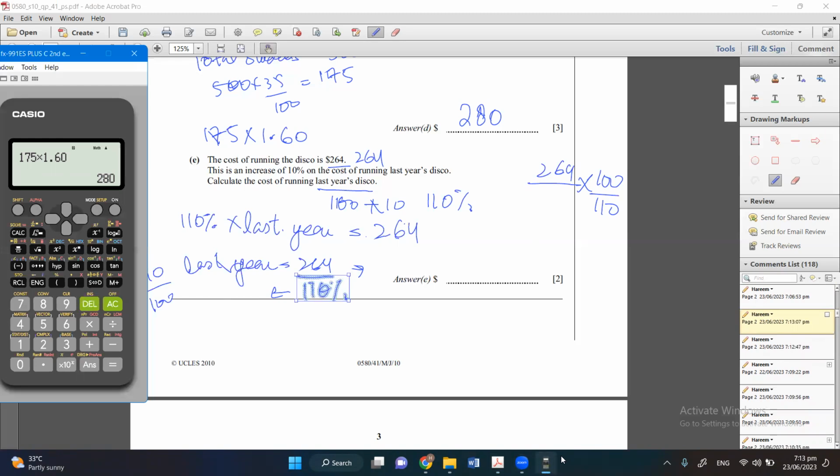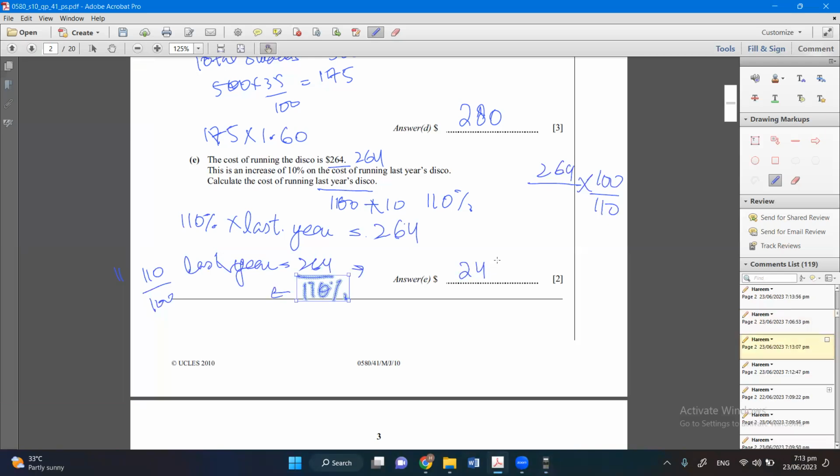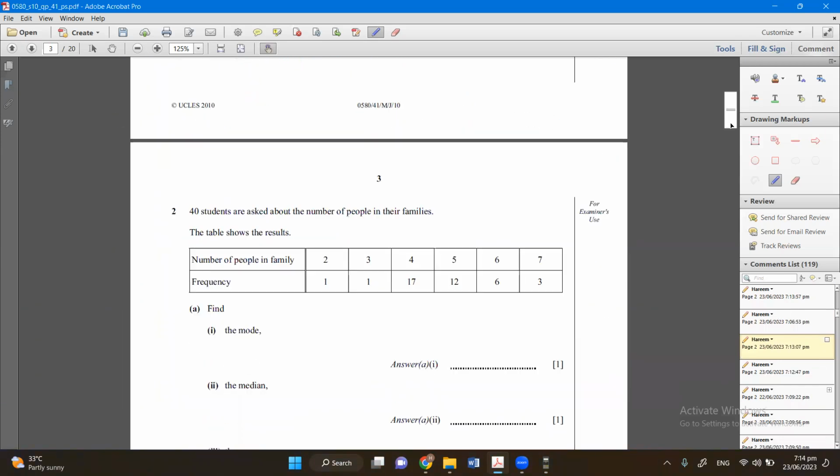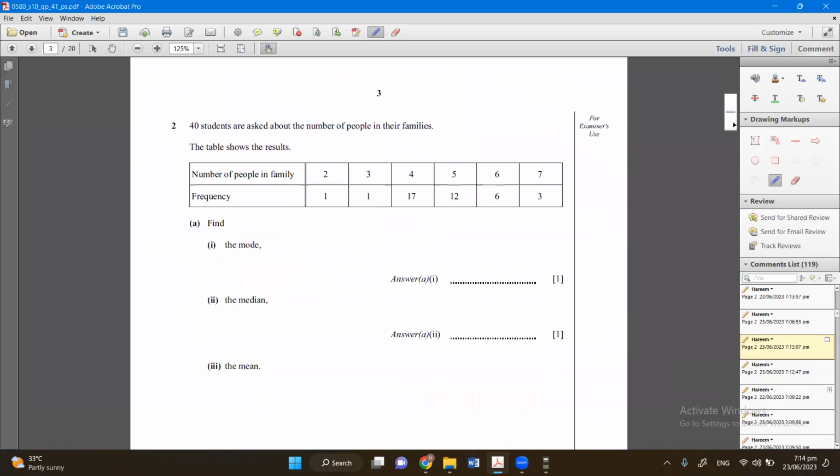the answer is 264 multiplied by 100 over 110 equals 240. It means the last year price was $240. Okay, so that was part E.